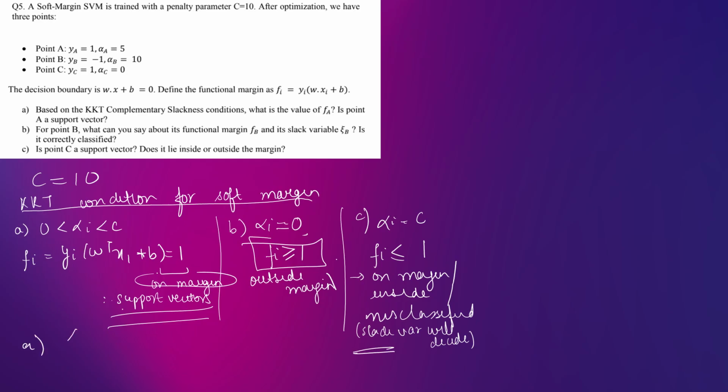In our first part, we have alpha is equal to 5. Now on checking condition, we can see that it is between 0 and 10. That means in this case, your value of F is 1, exactly on margin. Thus, your A is a support vector.